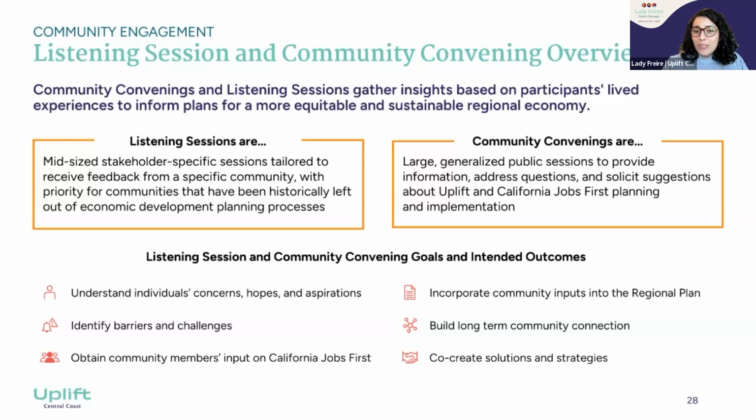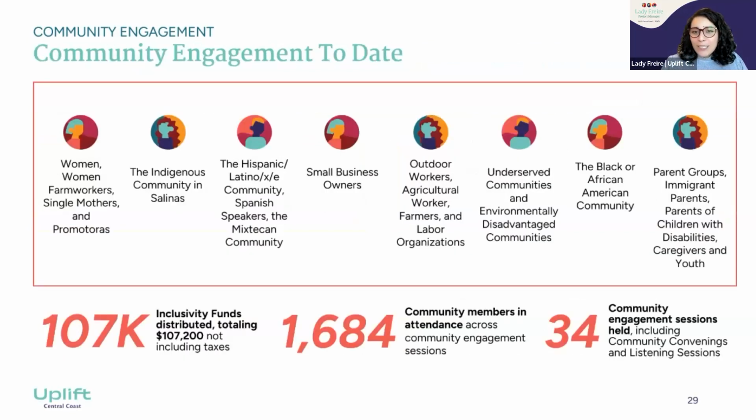Again, we are trying to build long-term community connection because this is a project that is aiming to build collaborations, community over time, and co-create solutions and strategies. And that is the next phase that we are starting this year. And to talk about who we are reaching out to and where we have been, we have here our colleague Jaysana from MBEP in the Northern region. So Jaysana, go ahead and show us.